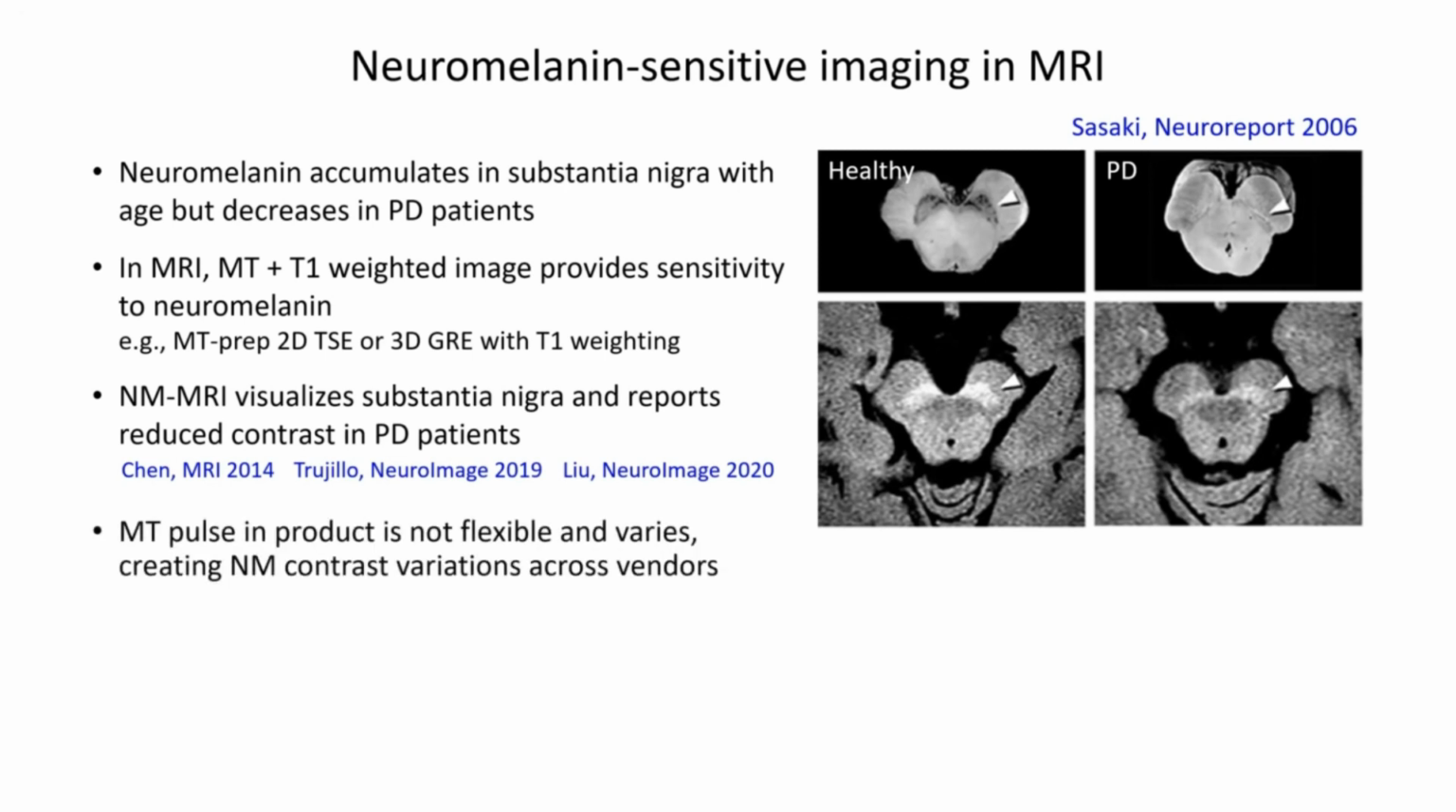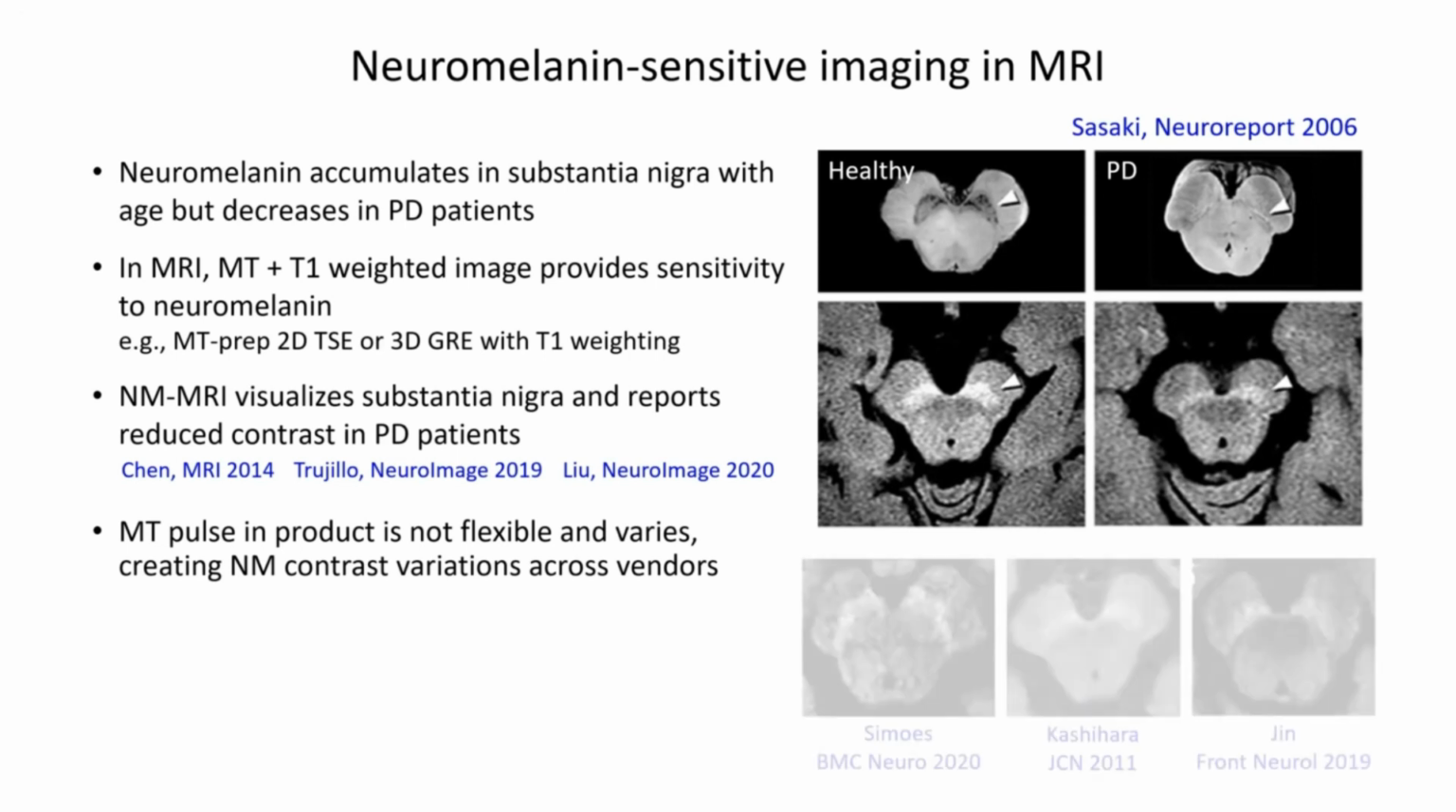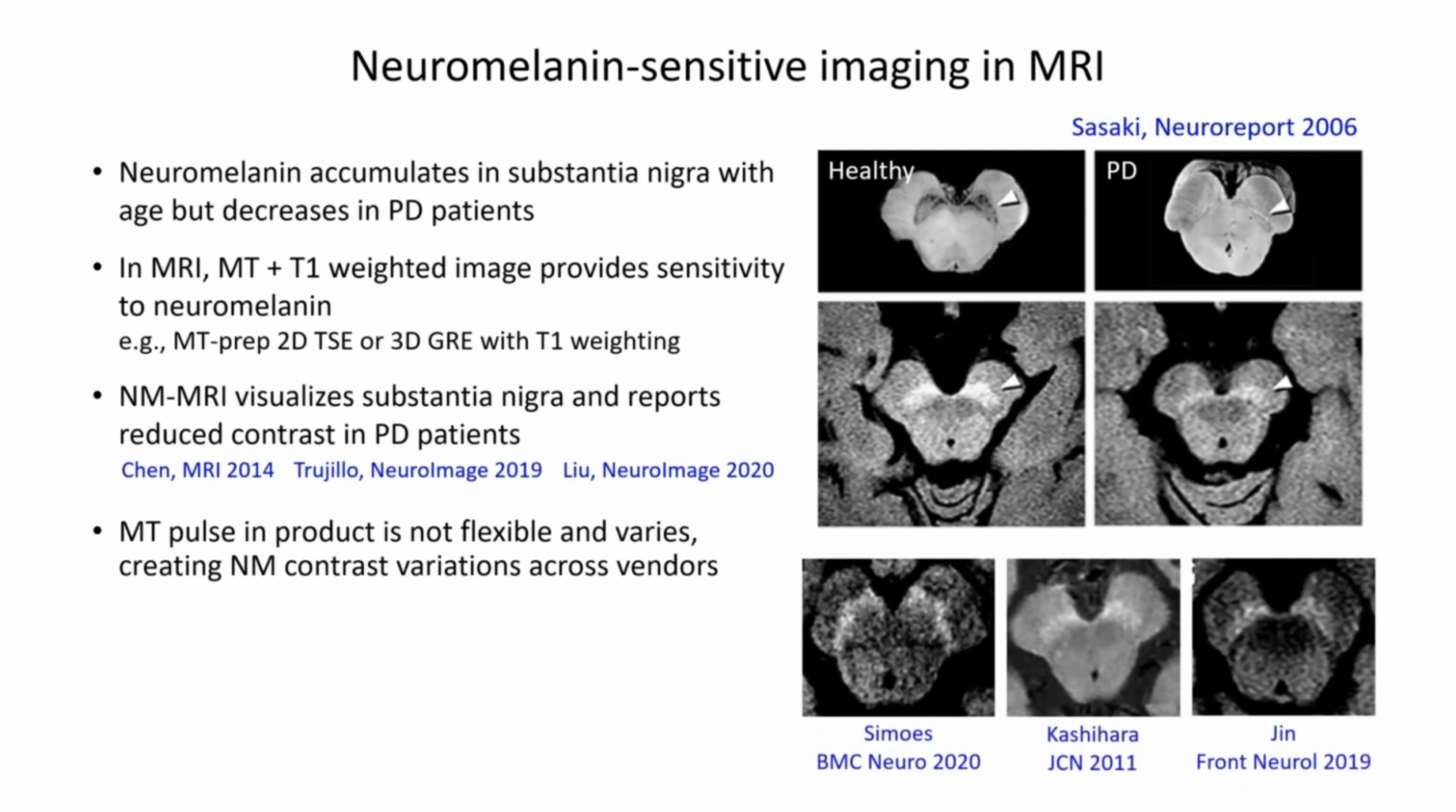Well, if you are familiar with MT, you will say that this is one of the curses in the field, in a sense that the MT pulse, the product pulses, are different from vendor to vendor, and maybe different sequences have different versions of the MT pulses. Their off-resonance frequency, their flip angle, their shape are all different. That means you have non-consistent contrast when you apply your acquisition from one vendor to another.